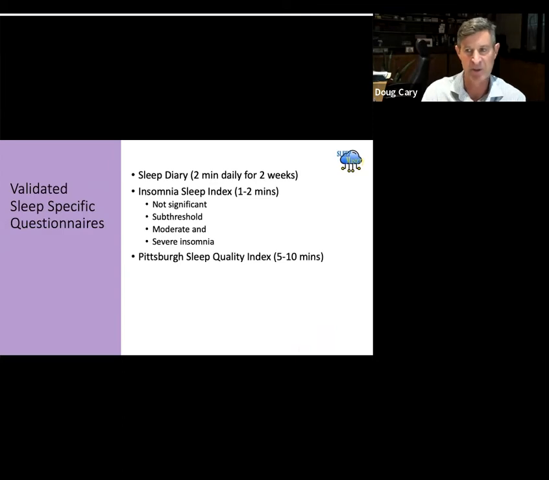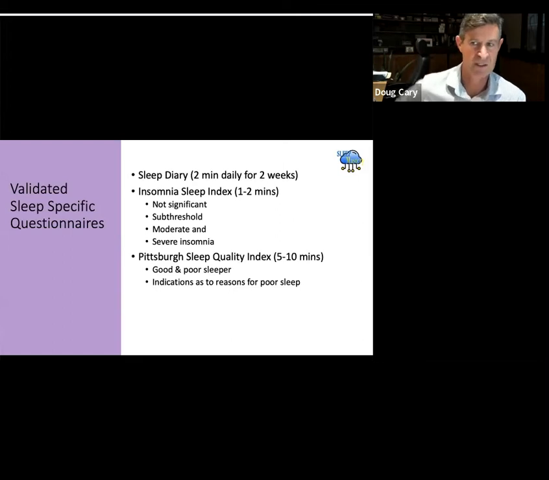The other one is the Pittsburgh Sleep Quality Index. It takes a bit longer to complete, and it can be a bit of a pain because of that. The benefit is that it classifies people as a good sleeper or a poor sleeper. You can also go through the different components of it, and it breaks down some indications as to where that person is having issues with their sleep. So it's a bit detailed, but it gives you a bit more information. You just have to work out which to use.